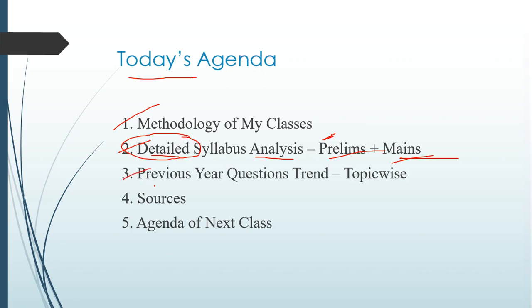Then third, we discuss the previous year question trend topic wise, that is, how many questions were asked from which topic and how much weightage was given to that particular topic. This is not the official trend, but it is made by me just for your understanding purpose. Then the fourth is sources, and these are concise sources which I give you. Just follow them rigorously for the geography section. Then I discuss the agenda of the next class.